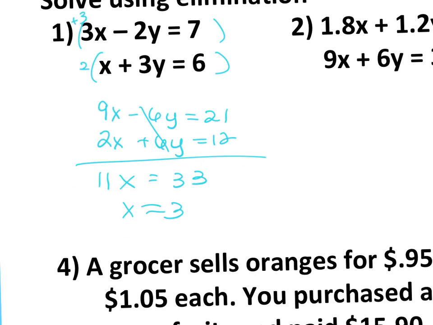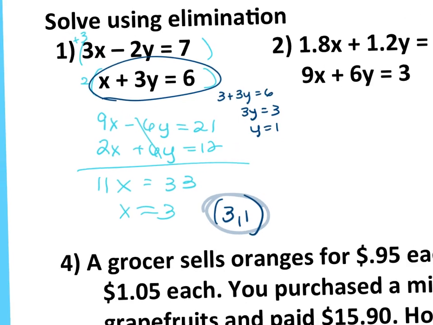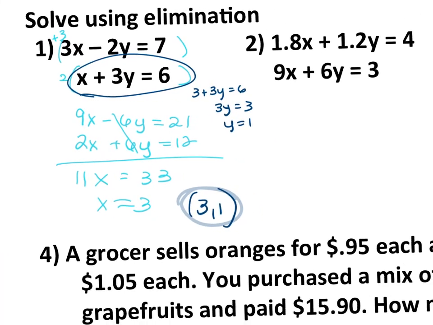Take it, plug it back in anywhere you want. So if I plug it back in here, 3 plus 3y equals 6. 3y would equal 3, and y equals 1. 3, 1 is the solution. Again, no matter how you did that, you should have gotten the same solution. And with extra time, you can take them and check it.